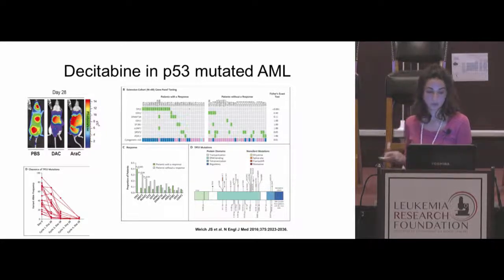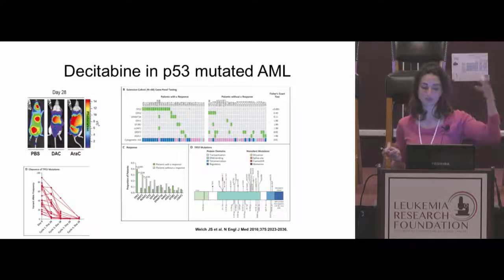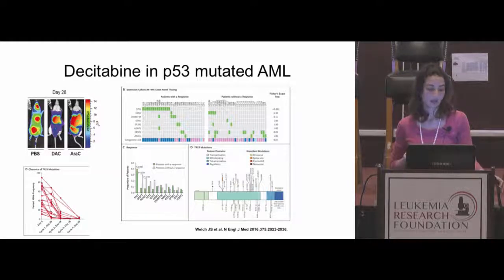And in an animal model, which is a patient-derived AML put into an animal, this is placebo, this is cytarabine, which is the backbone of AML chemotherapy, and this is decitabine. Decitabine showed much more activity. The red areas are the tumor, so you can see it's really responded a lot better than cytarabine, which looks very much like placebo.